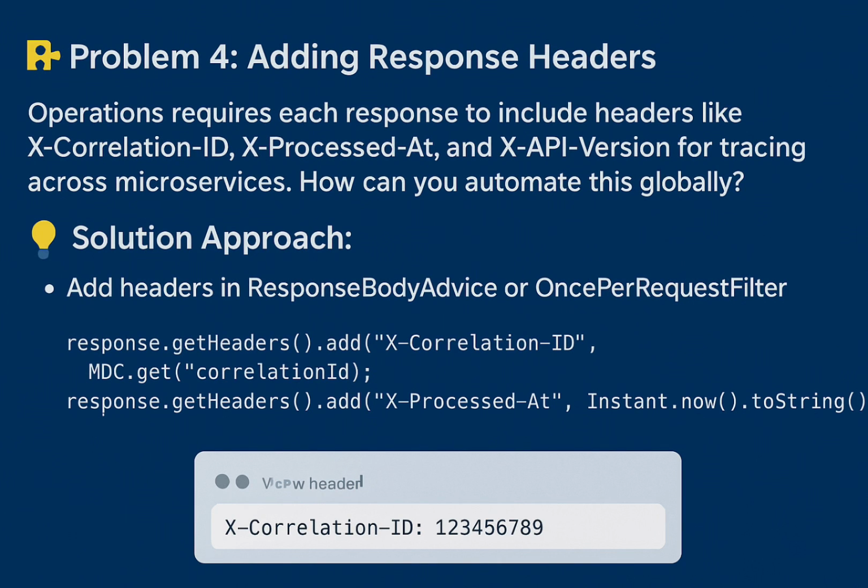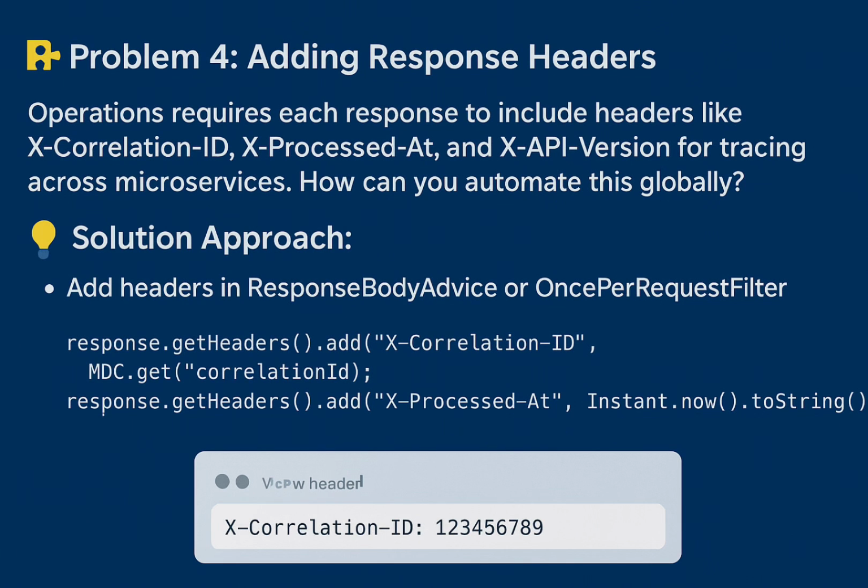Adding response headers. Problem statement: operations requires each response to include headers like X-Correlation-ID, X-Process-Time, and X-API-Version for tracing across microservices. How can you automate this globally? Solution approach: add headers in ResponseBodyAdvice or a OncePerRequestFilter.